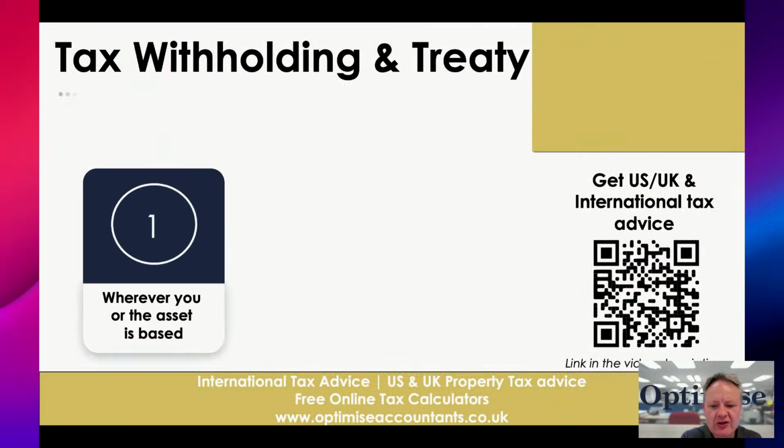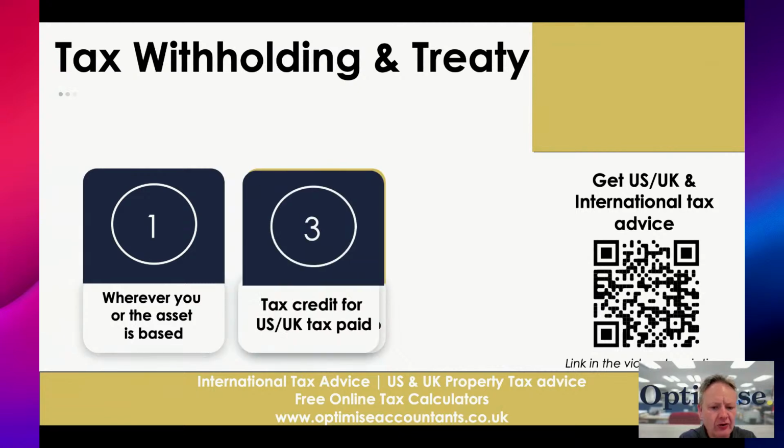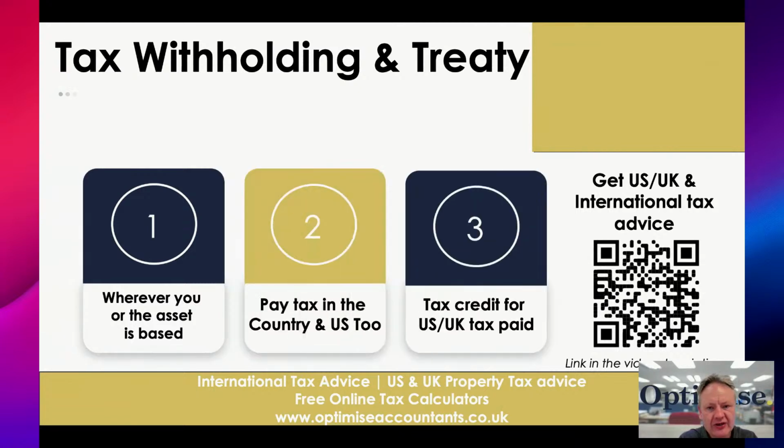So again, as mentioned, you will be taxed wherever the asset is based. So this is quite good for property investors. If you've got property in the United States or the United Kingdom, then of course the asset is based there. That is where it will be taxed, but then you'll be taxed in the country you're in too. So you do have double taxation. Well, that's not true. Double taxation doesn't exist where countries have got double taxation treaties in place. So you will get a tax credit for the taxes already paid.